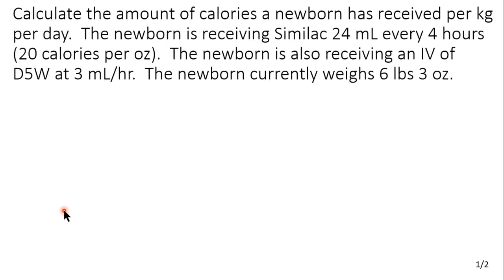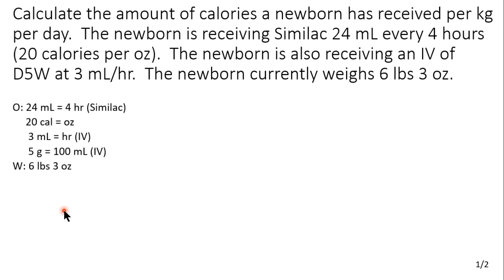Now, let's go into calories. So, to calculate the amount of calories a newborn has received per kilogram per day, we have that the newborn is receiving Similac 24 milliliters every 4 hours, and Similac is 20 calories per ounce. And the newborn is also receiving an IV of dextrose 5% at 3 milliliters per hour. And the newborn currently weighs 6 pounds and 3 ounces.